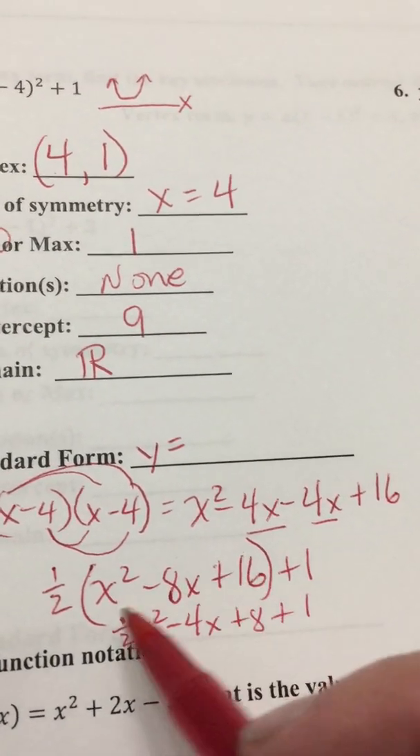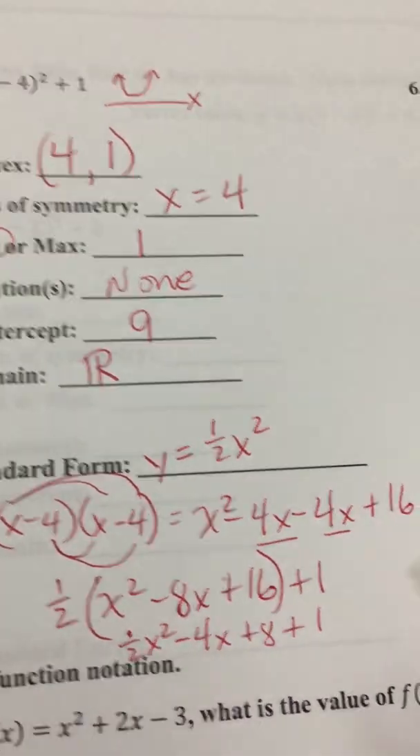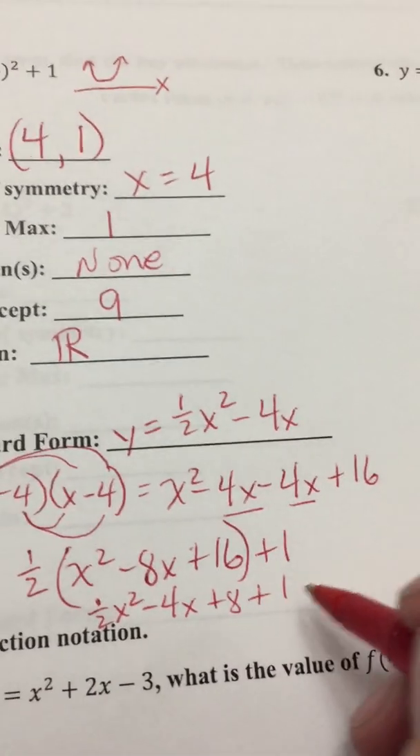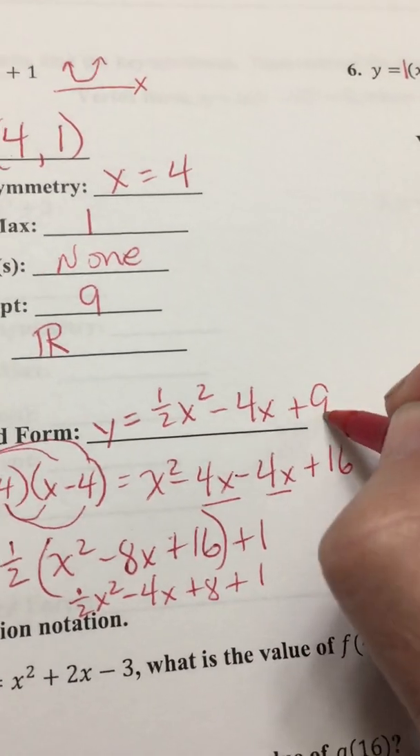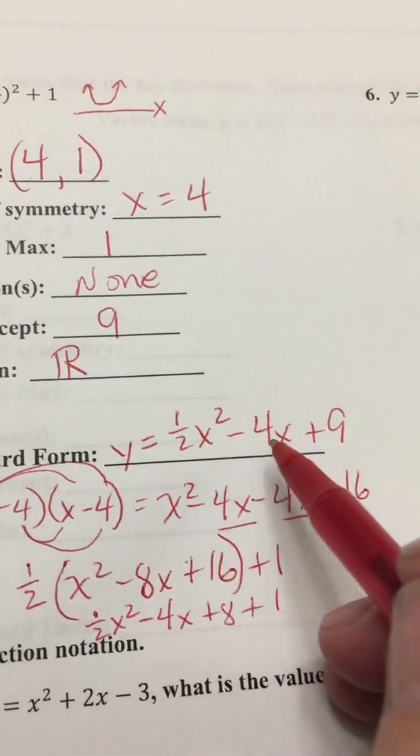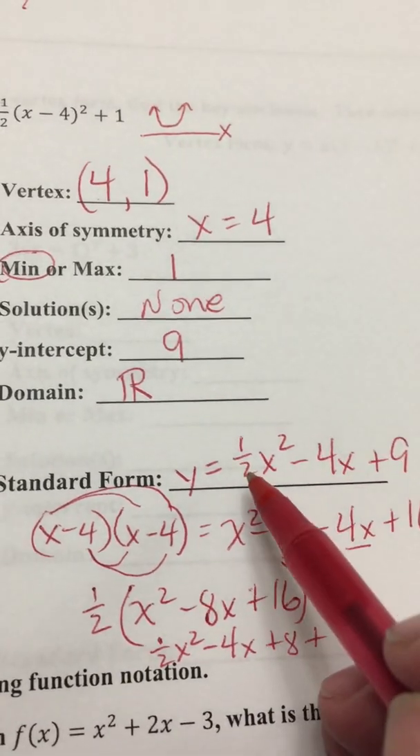So I'm going to rewrite it up here. This is 1/2 x squared minus 4x. And 8 plus 1 is 9, so plus 9. There is my equation now in standard format with the x squared, the x, and the number all on one side. Is the y-intercept 9? Yes, it is. Is it a smiley face? Yes, it is. Okay. So some of the things that I knew were going to be there worked out.